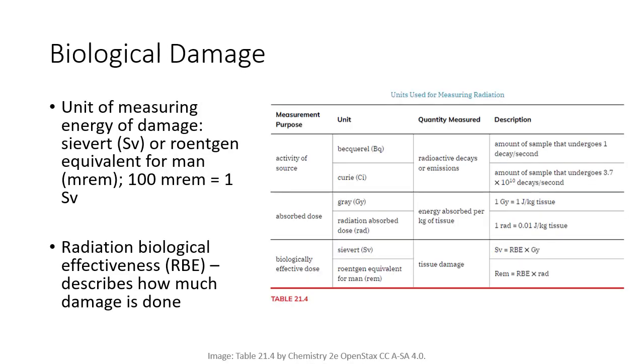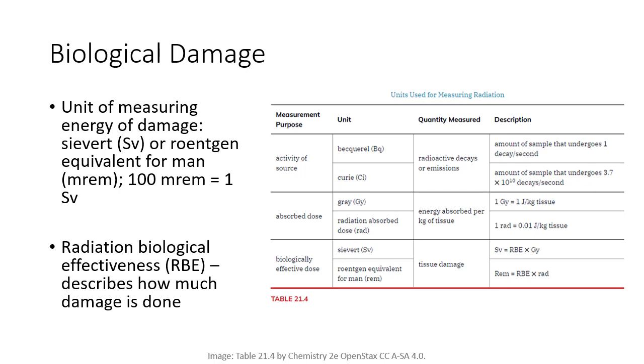Okay, so now we know how to measure how much radiation is coming off, but how do we measure how much damage that does? The unit of measuring damage is the sievert, or the rem, which is the Röntgen equivalent for man, or millirem. 100 millirems is equal to 1 sievert. But that just tells you how much you've absorbed, basically. What you absorb also matters.